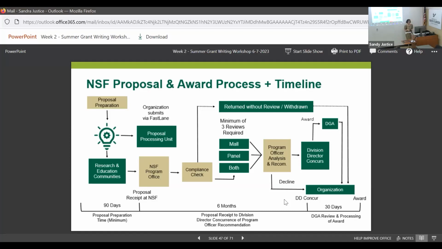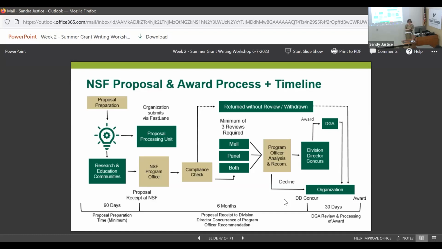NSF has determined through examining the data they've received on proposals that it takes about 6 to 8 weeks, or 120 hours, to develop a proposal. Once your proposal is submitted, they are going to go through this process of peer reviewing it, right? And the first step is to make sure that it makes it to peer review.